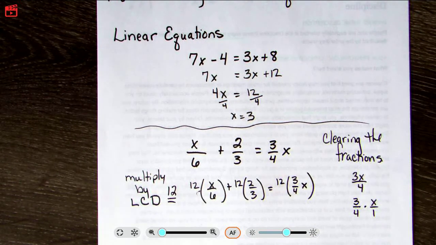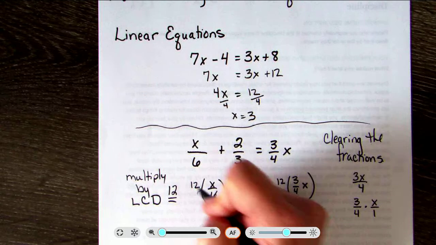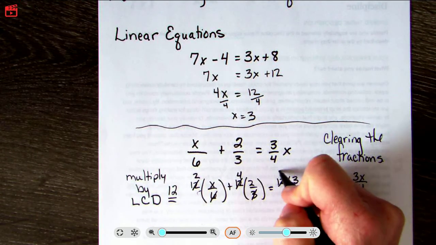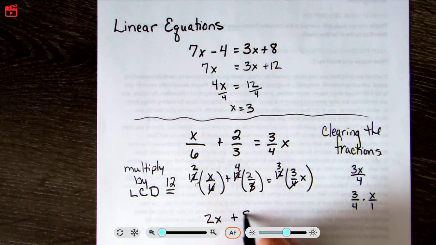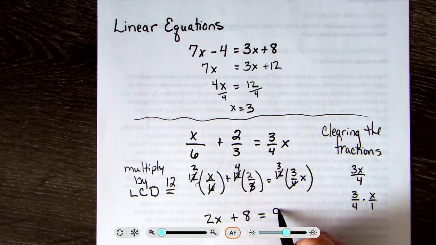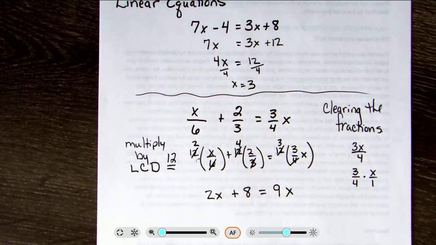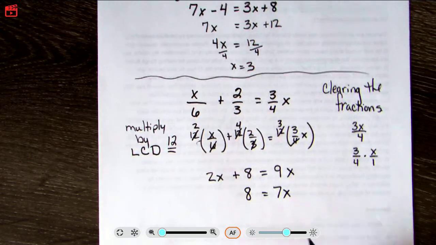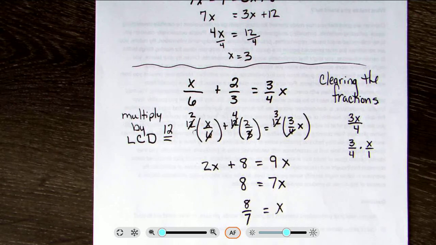Okay, and then I'm going to clear the fraction because when I multiply those, I'm going to do my reducing ahead of time. So that's going to turn into a 2. This is going to turn into a 4. That's going to turn into a 3. So I get 2x plus 8 equal to 9x. And now subtracting 2x from both sides, and then dividing by 7, we get that x is 8/7.